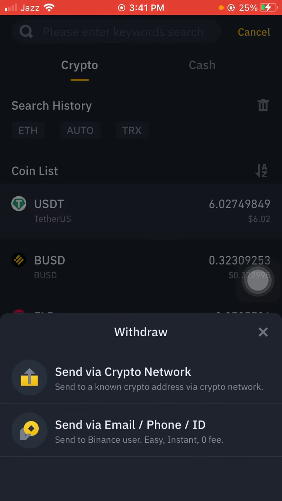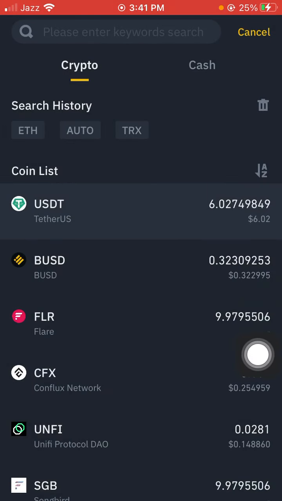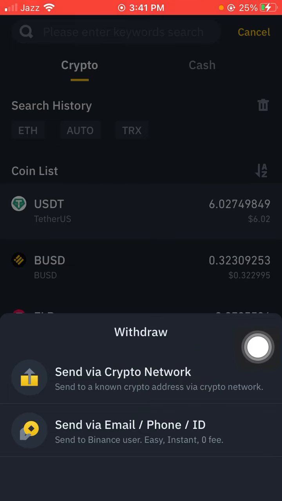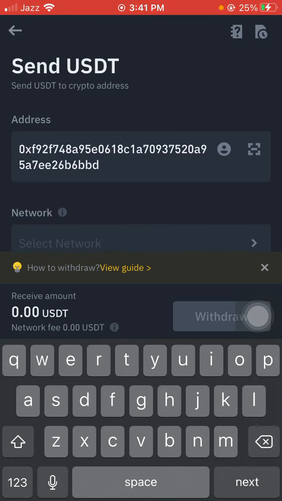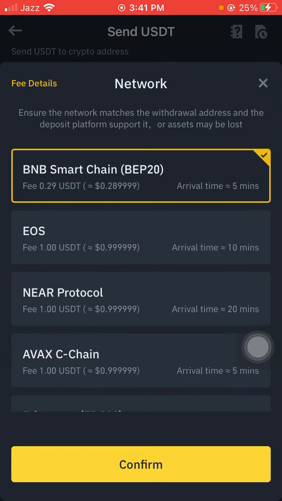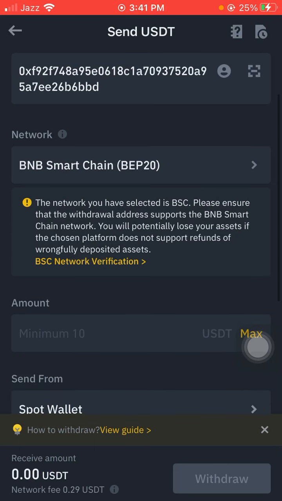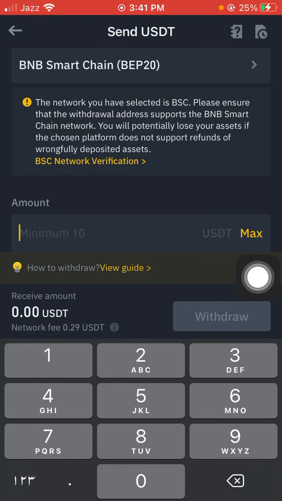then USDT, then send via crypto network, then place the address. The network you want to select is Binance Smart Chain BEP20. It's $0.3 fees, $0.29 fees, very minimum fees. Then you can withdraw. Minimum requirement is $10. If you withdraw $10, you will receive 9.71 in LBank exchange.